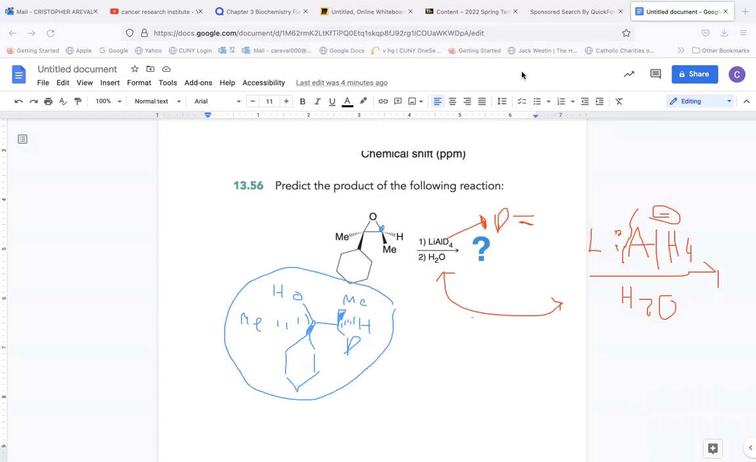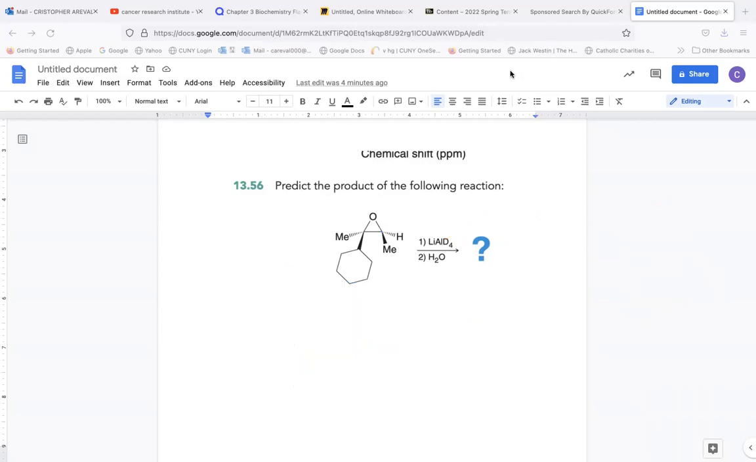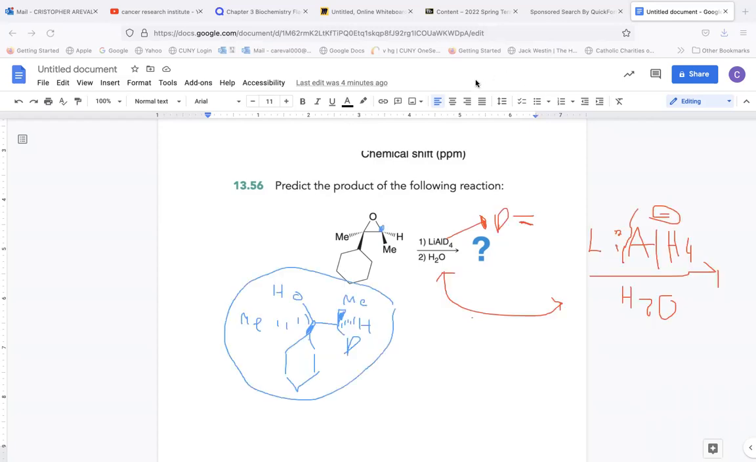All right, I have a question. Yep. So the point of the water is just to protonate that oxygen. So if it didn't have that water, it would just be O minus there. Correct. Exactly.